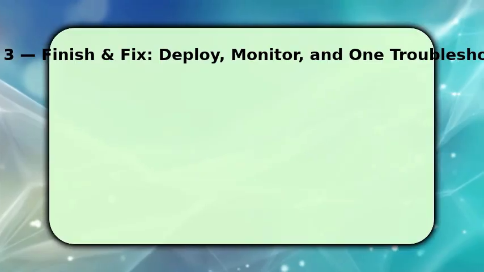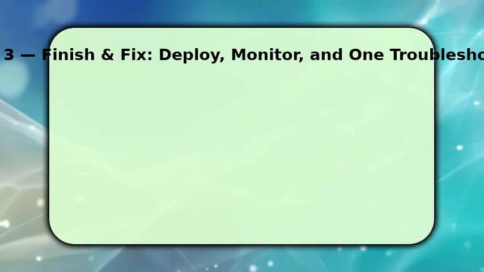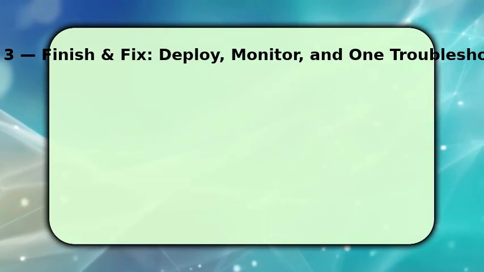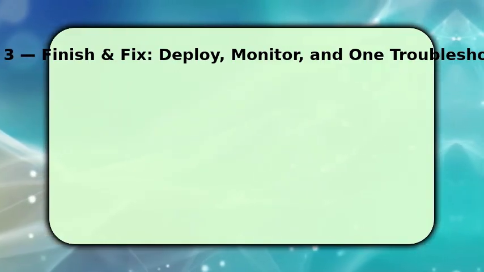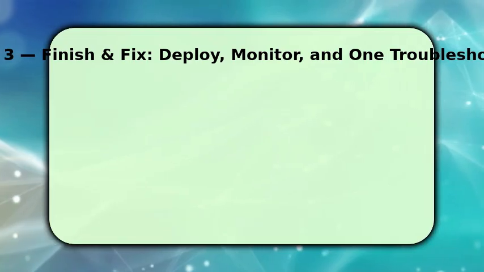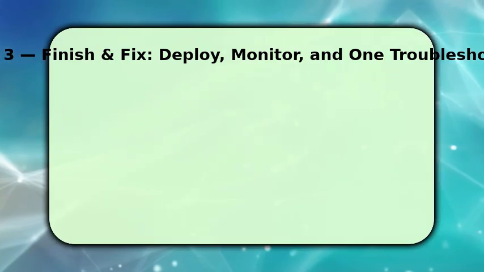To finish, persist environment settings so every command prompt session sees Java. Use setx JAVA_HOME "C:\Program Files\Java\jdk-17", and setx PATH "%JAVA_HOME%\bin;%PATH%". Then close and reopen CMD.